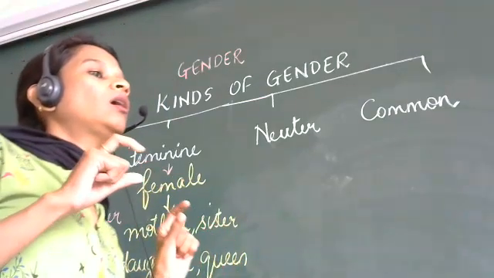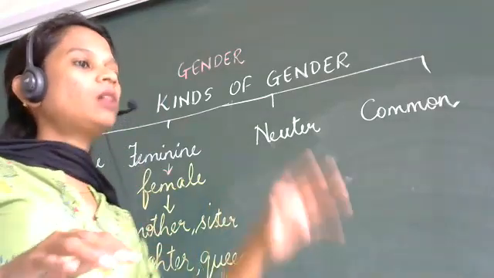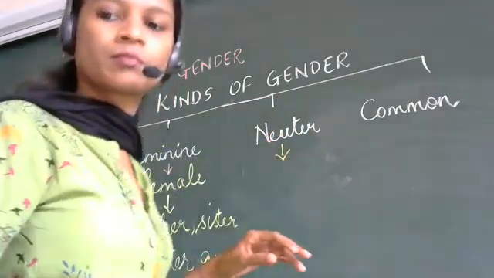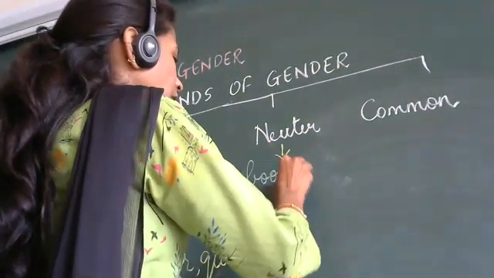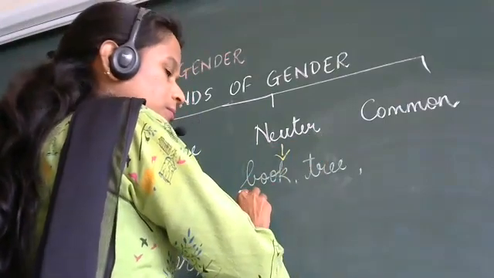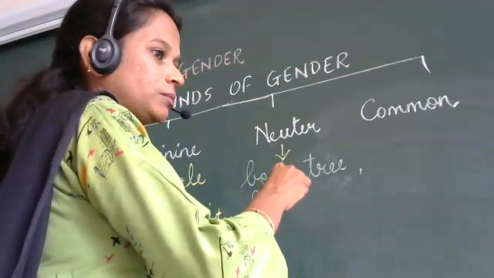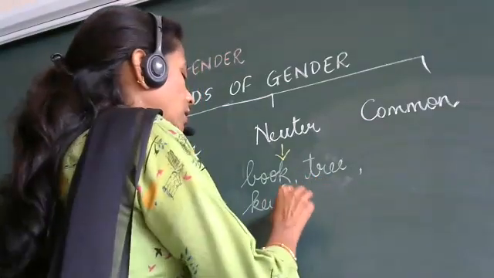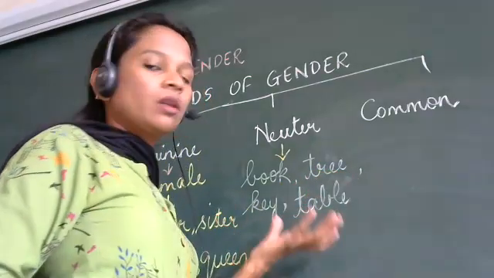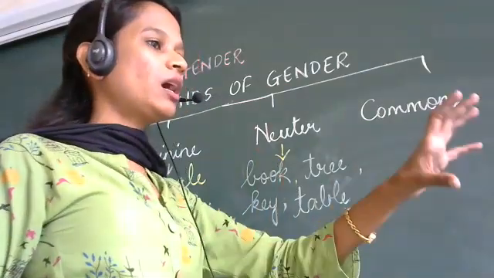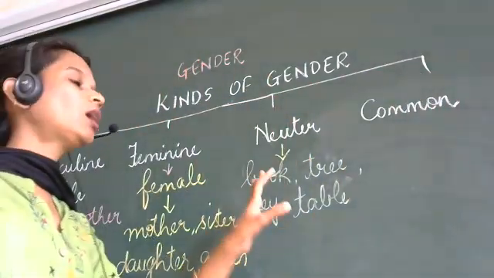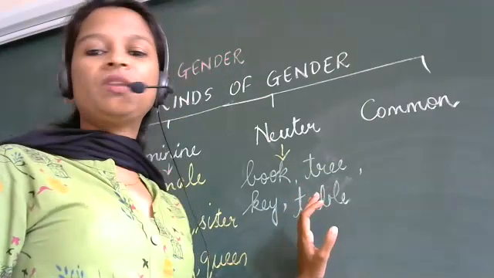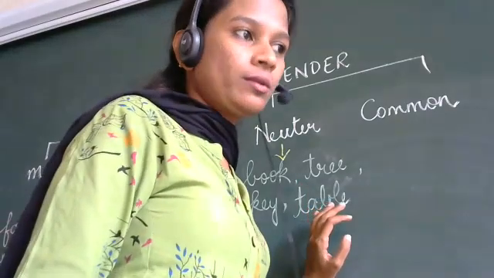Okay, so this is the neuter gender. It has no gender. That is, all the non-living things come under this neuter gender. For example, book, tree, keys. Does it have gender? Does tree have a gender? No. Then table, the cupboards, almirah, all these things have no gender. It is neither a male nor a female. This refers to the neuter gender. So neuter gender refers to the things that are neither a female nor a male. So they have no gender.